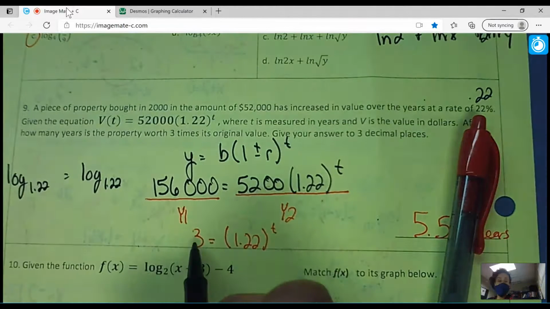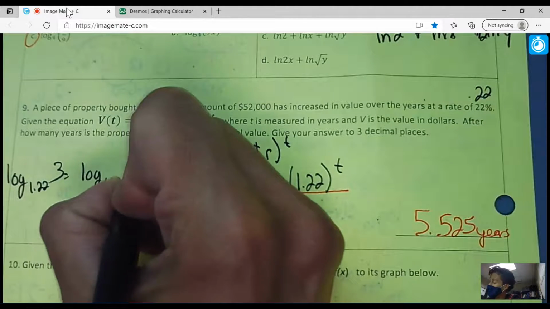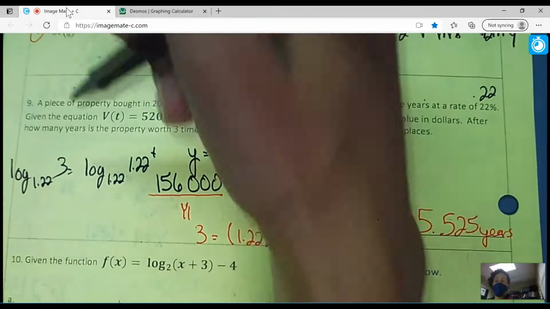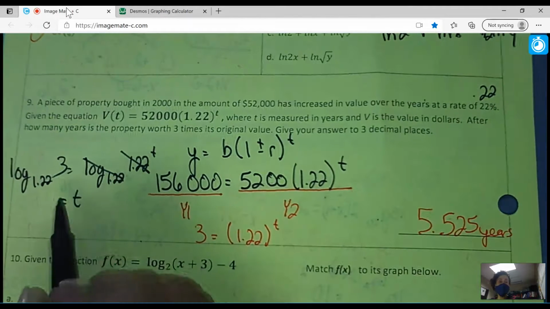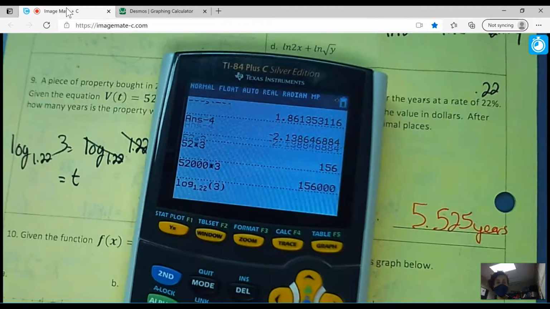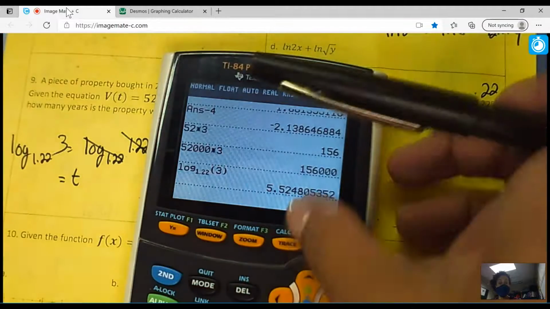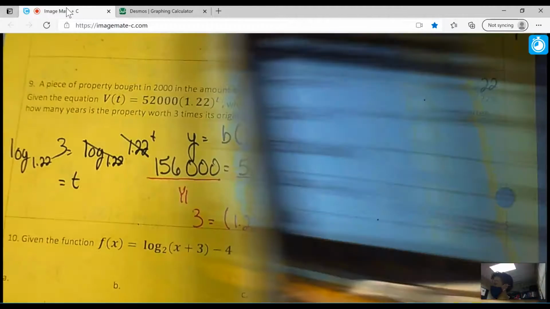And then I need the argument. So this will be the argument on the left side, and all of this will be the argument on the right side. And so what will happen on the right side now is these 1.22s will cancel out, and then I can press the math button, scroll up, put my numbers in, like that. And rounding, you're going to see we get 5.524, which is 5.525.